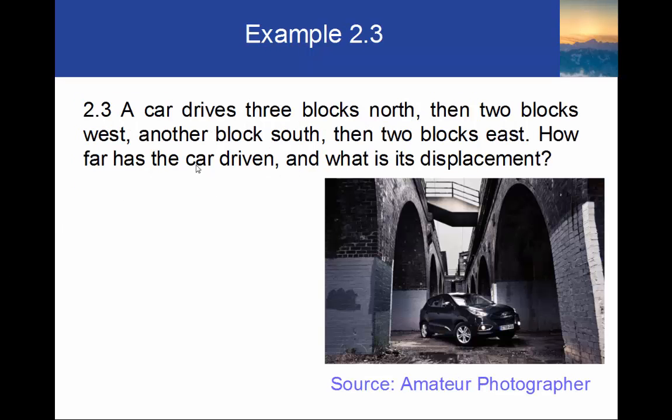For our next example, we consider a car which is going to drive 3 blocks to the north, then 2 blocks to the west, then another block south, and finally 2 blocks east. And so the question is, how far has the car driven, and also what is its displacement?